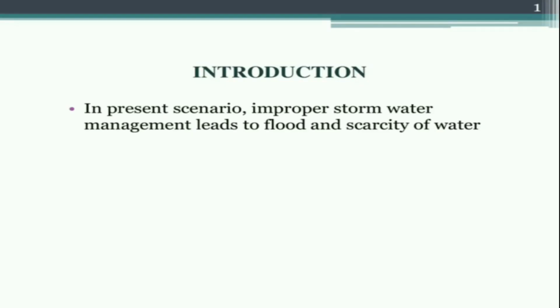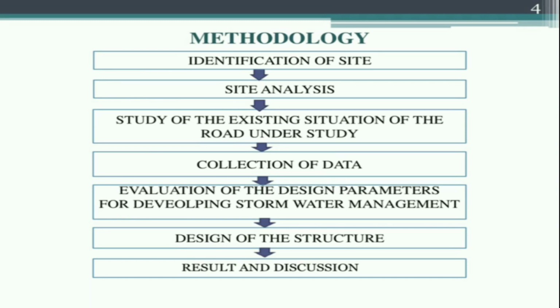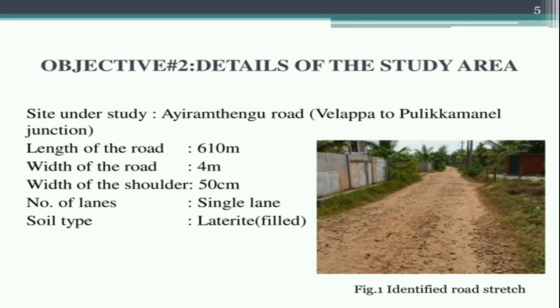In the present scenario, improper stormwater management leads to flood and scarcity of water. The objectives are to study the various techniques of stormwater management, identify the road proposed for study and development, and design a suitable stormwater management system. The area is a road stretch of less than 1 km from Velappa to Pulikkamanal Junction. The methodology: identification of site, analysis, study of existing situation, collection of data, design of structure, result and discussion.